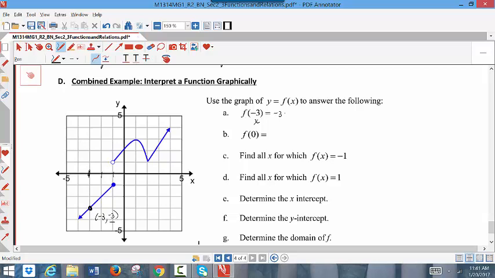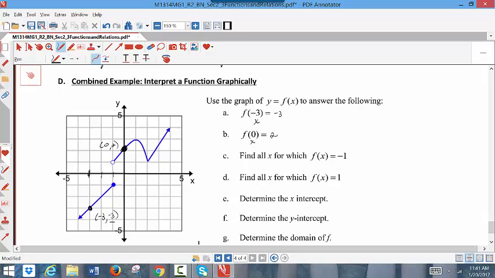F of 0, x is 0. X is 0 at the origin, and the point where the line has an x value of 0 is above. This is the point 0, 2. So the y value is 2.